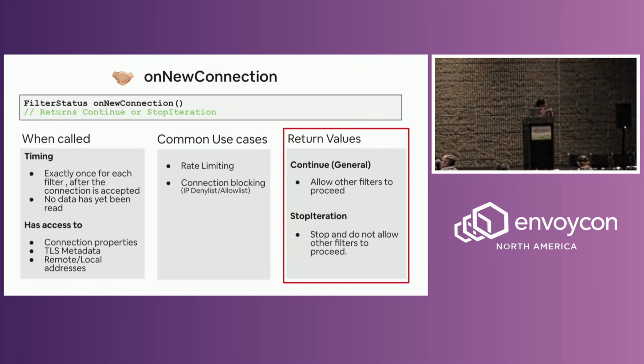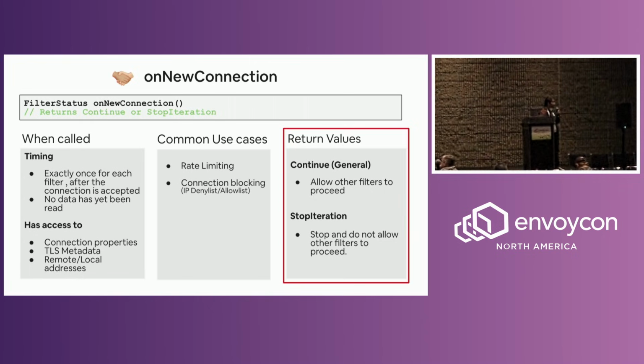And the on new connection, as you can see, returns a filter status object which can have two values: continue and stop iteration. And these return values are really important to understand, especially in the context of our event loop. So when the filter returns continue, this is the more general case. And continue means the filter is saying to Envoy, hey, I have done what I needed to do. Let other filters look at this connection.